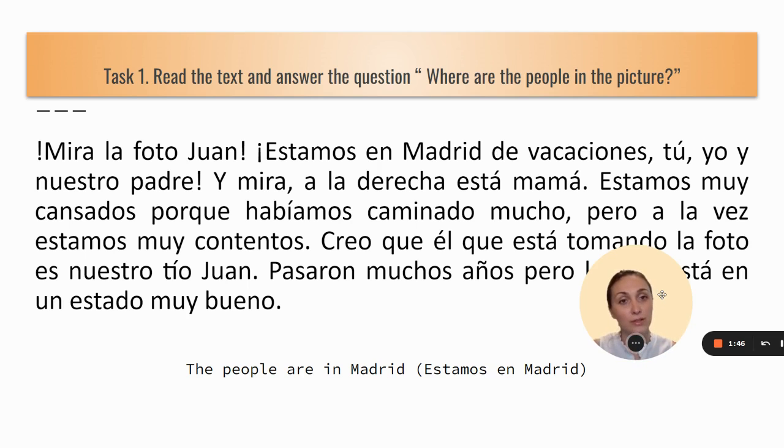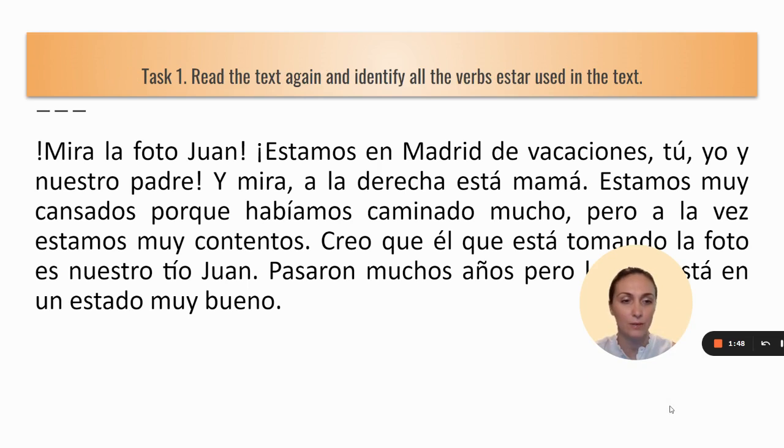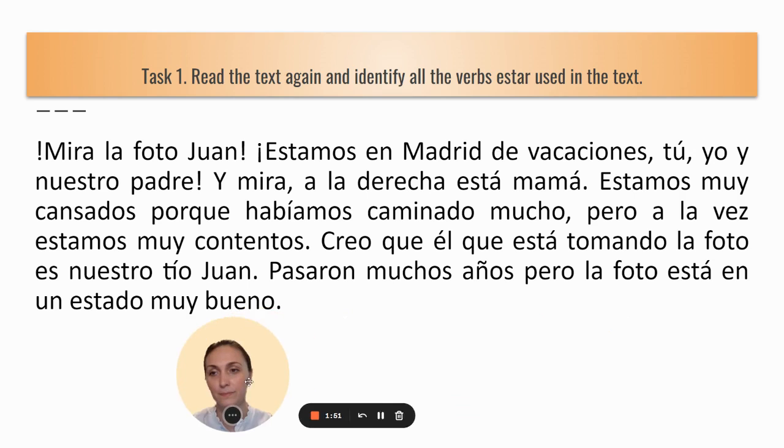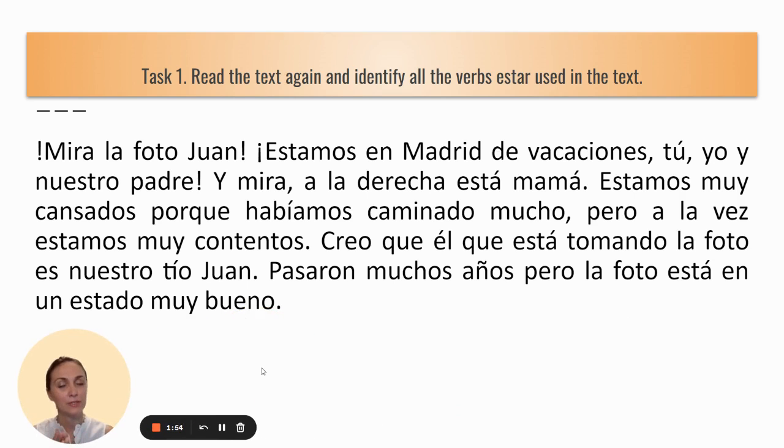Now, let's continue with our next task, right? And we are going to go to the next exercise. Now, I want you to read the text again and identify all the verbs estar used in the text. You can just simply write them down, or you can mentally check them. I recommend you to pause the video a bit for you to do that, because I will show you the answer afterwards. Okay? Good. Now, the verbs estar used in the text are the following. Okay? Estamos, está, estamos, está, y está.